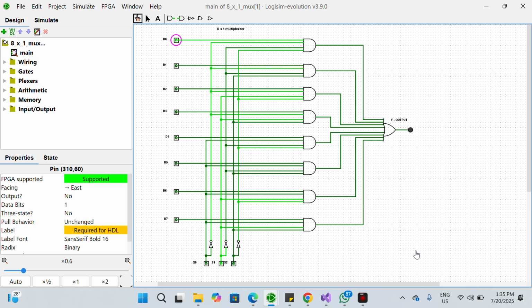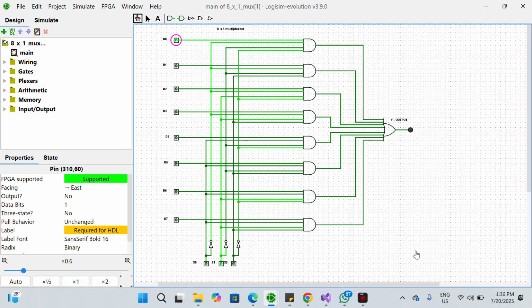The key components in the circuit are the inputs D0 to D7. These are the data inputs. Only one of them will be selected and passed to the output. The select lines S0, S1, S2 determine which of the 8 inputs is selected. And then we have the OR gate, the AND gate, and the NOT gate.